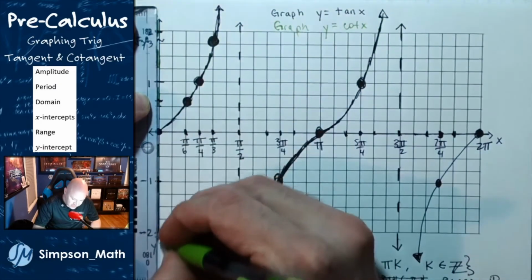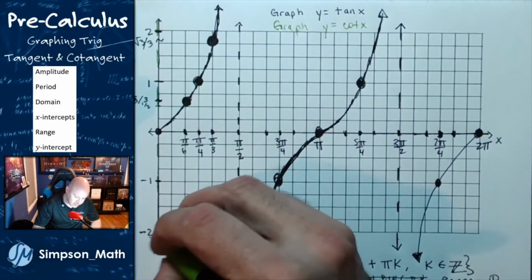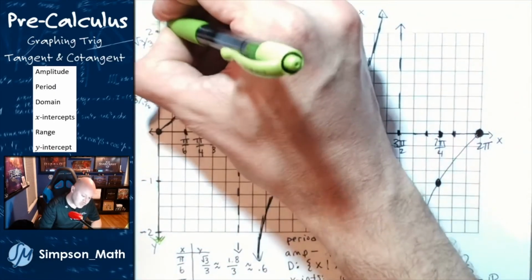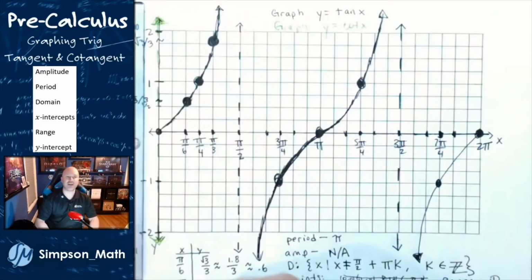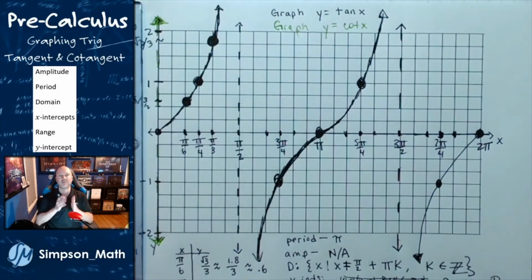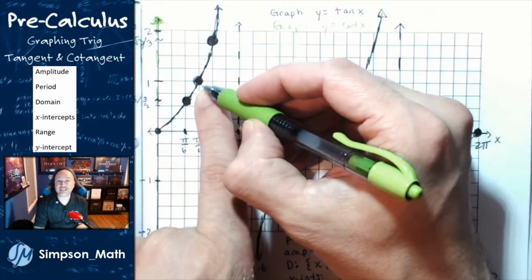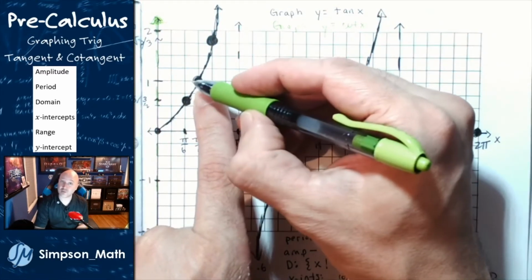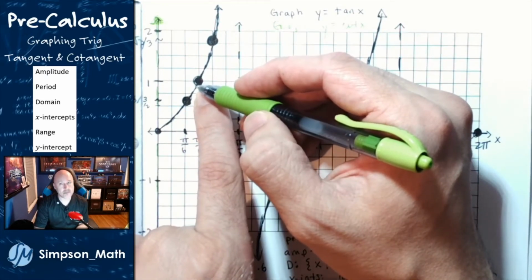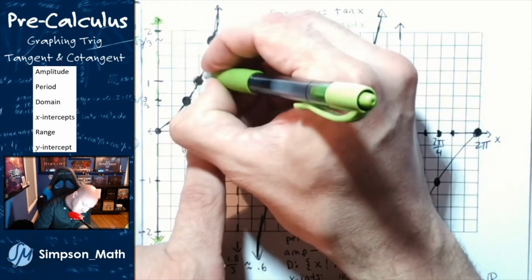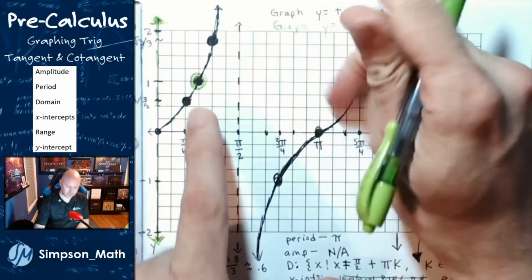So tangent of 0 is 0. I take that output 0 and reciprocate it. The reciprocal of 0 is undefined. Cotangent starts off with an asymptote. 1 is easy to reciprocate. What's the reciprocal of positive 1? Positive 1. That point stays there.